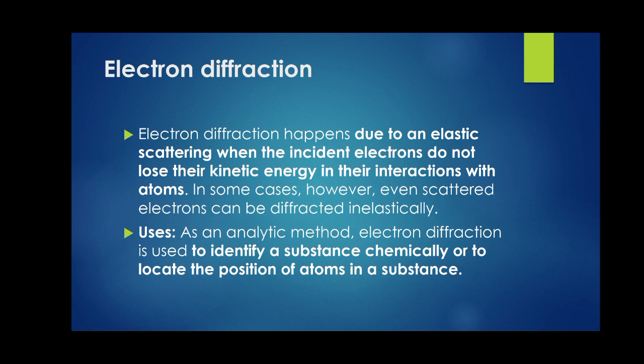Electron diffraction happens due to elastic scattering, when the incident electrons do not lose their kinetic energy in their interactions with atoms. In some cases, however, even scattered electrons can be diffracted inelastically. What is the use of electron diffraction? As an analytic method, electron diffraction is used to identify a substance chemically or to locate the position of atoms in a substance. For this purpose, it is mainly used.